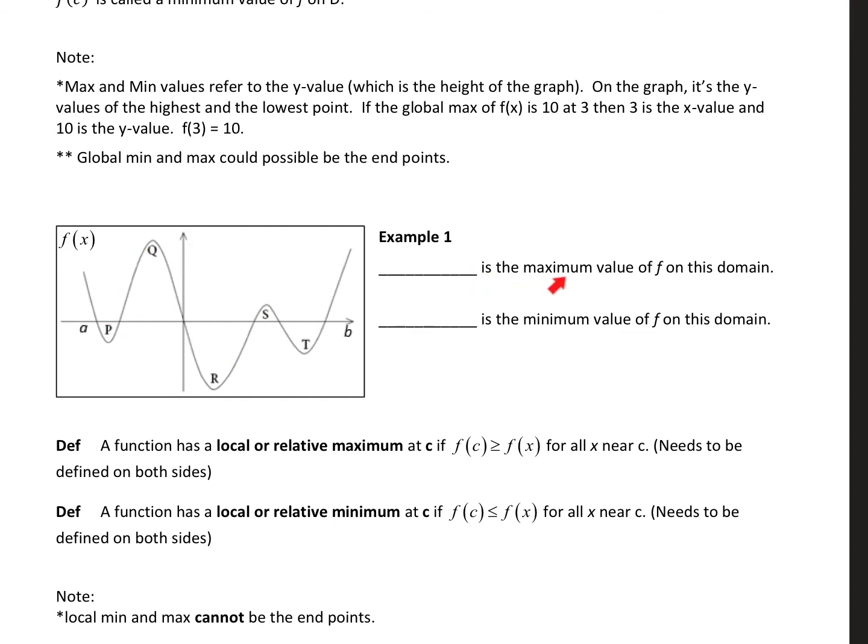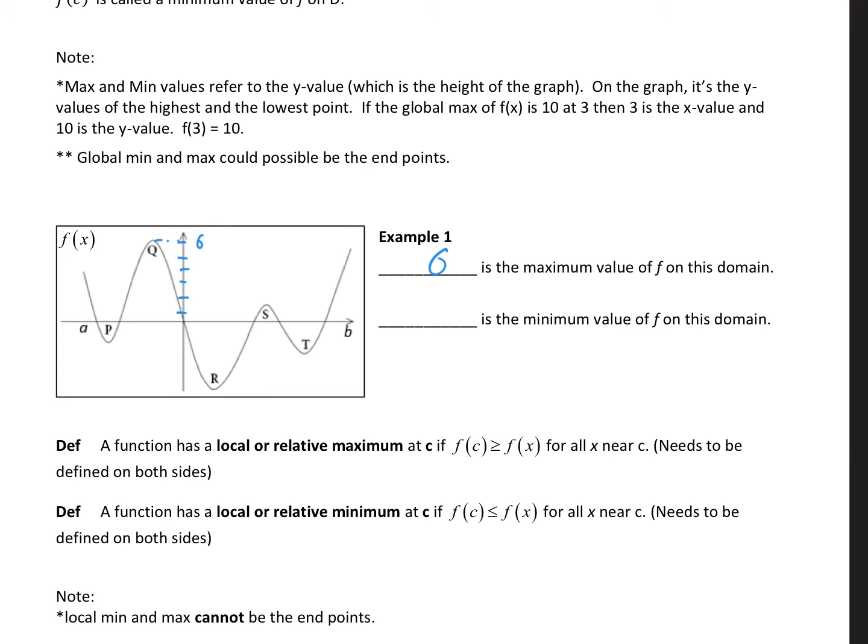Example 1: I have a graph like this with different points. It asks, what is the maximum value of f on this domain? The graph goes like this. What is the highest point of the graph? Q. It doesn't give me the y value, so I have to make it up. Maybe 1, 2, 3, 4, 5, 6, maybe 6. So 6 is the maximum value of f on this graph.